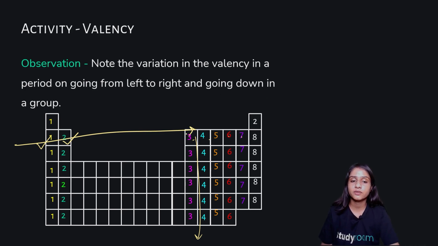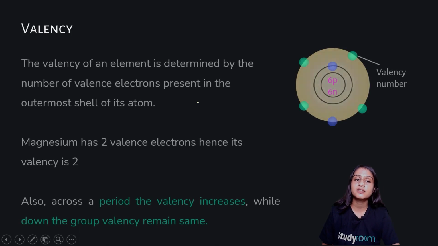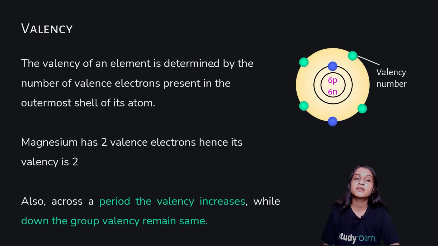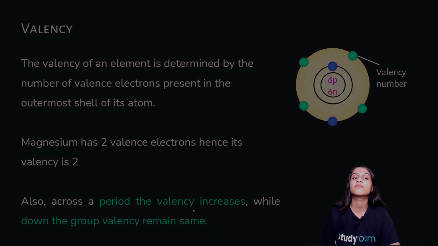Okay. So valency. Valency of an element is determined by the number of valence electrons present in the outermost shell of its atom. So magnesium has 2 valence electrons, hence its valency is 2. Okay. Suppose you take the example of aluminium. Aluminium has the valency of 3 because it has 3 electrons in its outermost shell. Also, across a period, the valency increases while down the group valency remains the same.